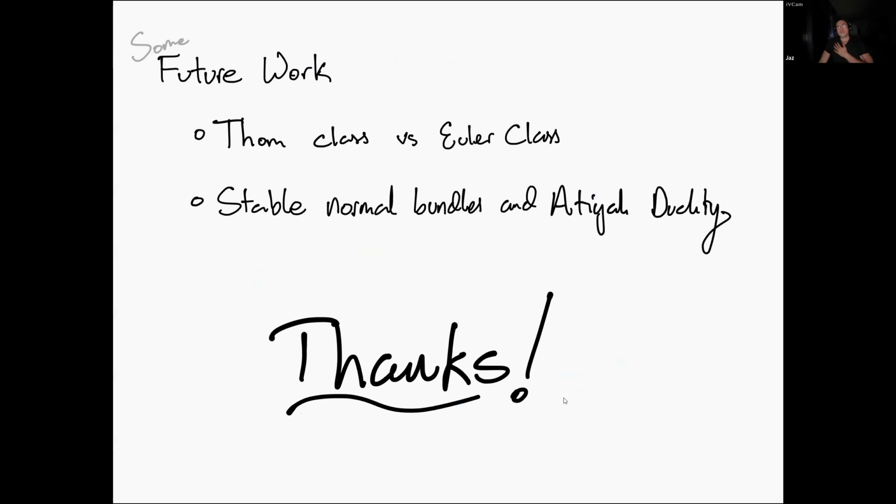So here's some future work. We're looking at comparing the Thom class of the tangent bundle to its Euler class. And we're looking at bumping up homotopy pre-manifolds to homotopy manifolds by describing a notion of stable normal bundle, and very importantly, the Atiyah duality you should have using the stable normal bundle stably.